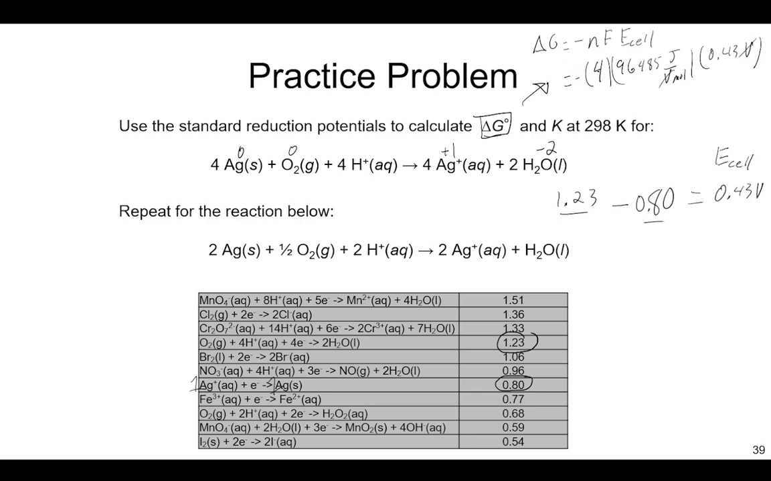So my delta G here is -4 times Faraday's times this E cell that I've calculated. 4 should have the units of moles here. And so multiplying all those things together, my delta G value here is -165,954 joules. You can turn that into kilojoules if you want, -166 kilojoules if you prefer.